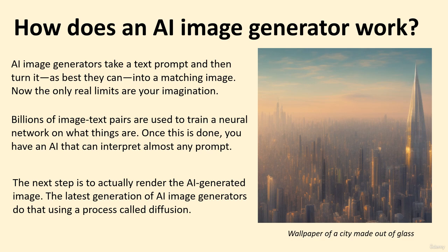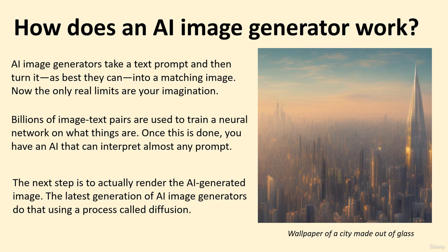Most AI image generators work in a pretty similar way. Billions of image to text pairs are used to train a neural network on what things are. By allowing it to process near countless images, it learns what dogs, the color red, space, humans, and everything else is. Once this is done, you have an AI that can interpret almost any prompt.